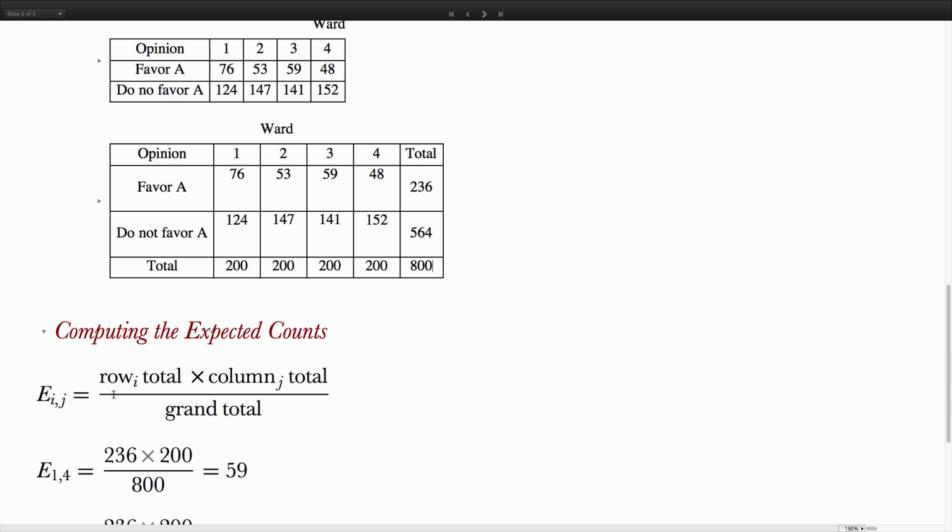So as before, we'll do cell 1-4, in other words, the first row, 4th column. This is the observed count, 48. The expected count will be the row total, which is 236, which is here, times the column total, which is 200, which is here, divided by the grand total, 800, and that's 59. So the expected count is 59.